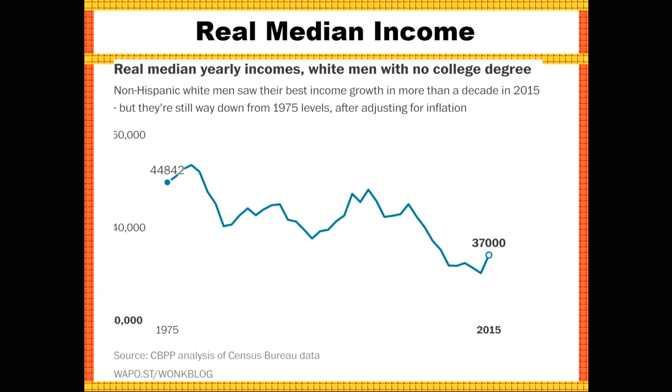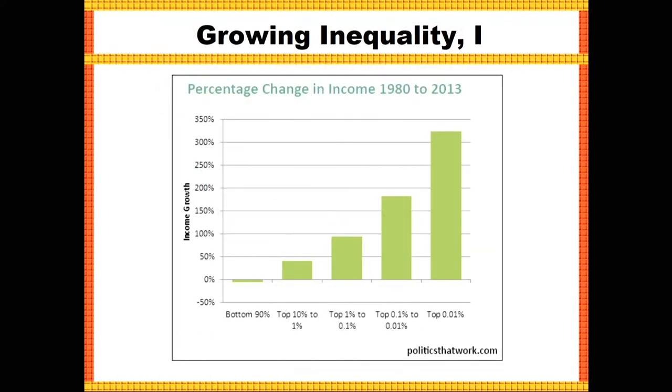And we've been hearing more and more about inequality. So just to show you what happened with inequality, this is again 1980 to 2013. This is what happened to the bottom 90%. They've actually lost ground. And this is what happened to the top 1% of the top 1%. They have done gangbusters, we say. So this is growing inequality.